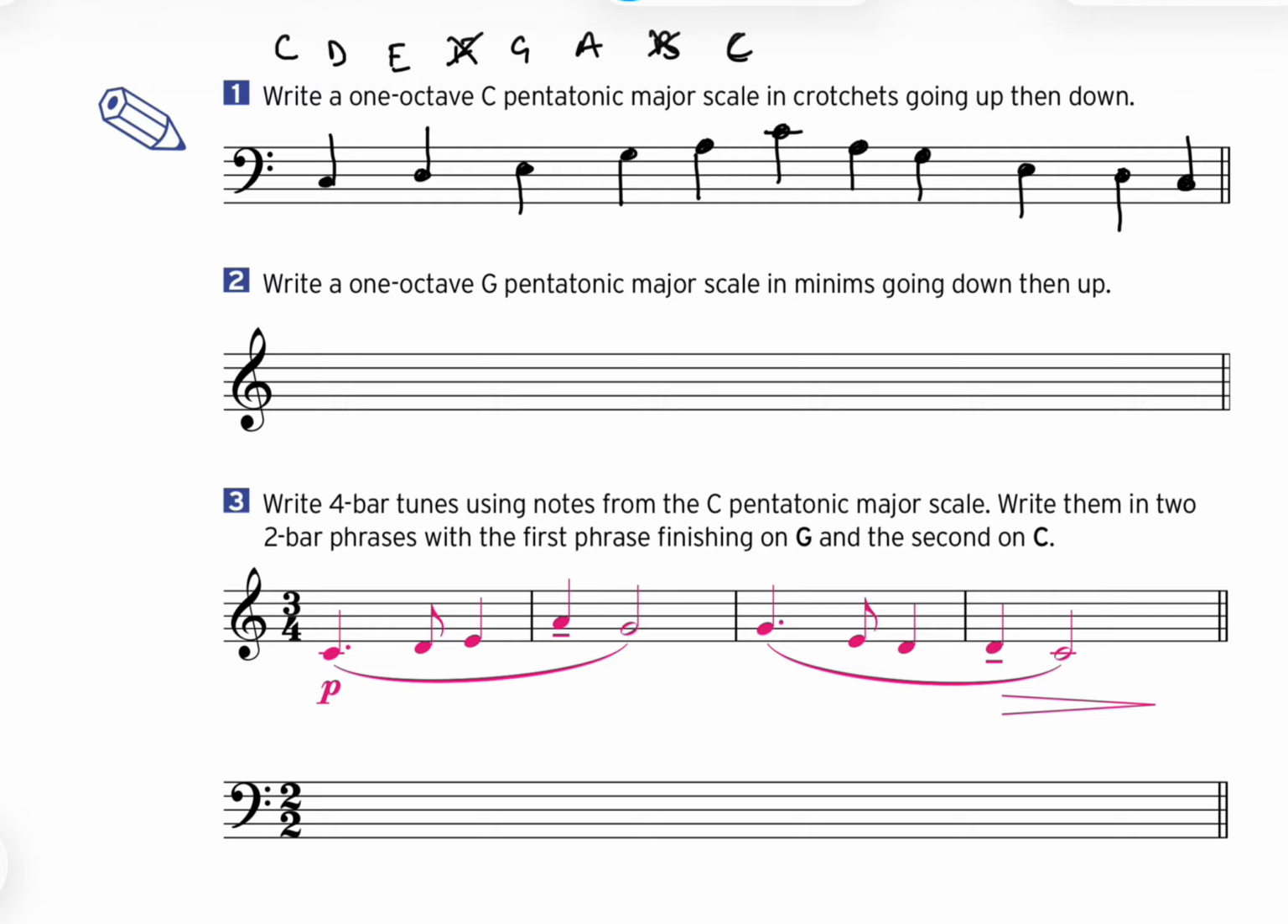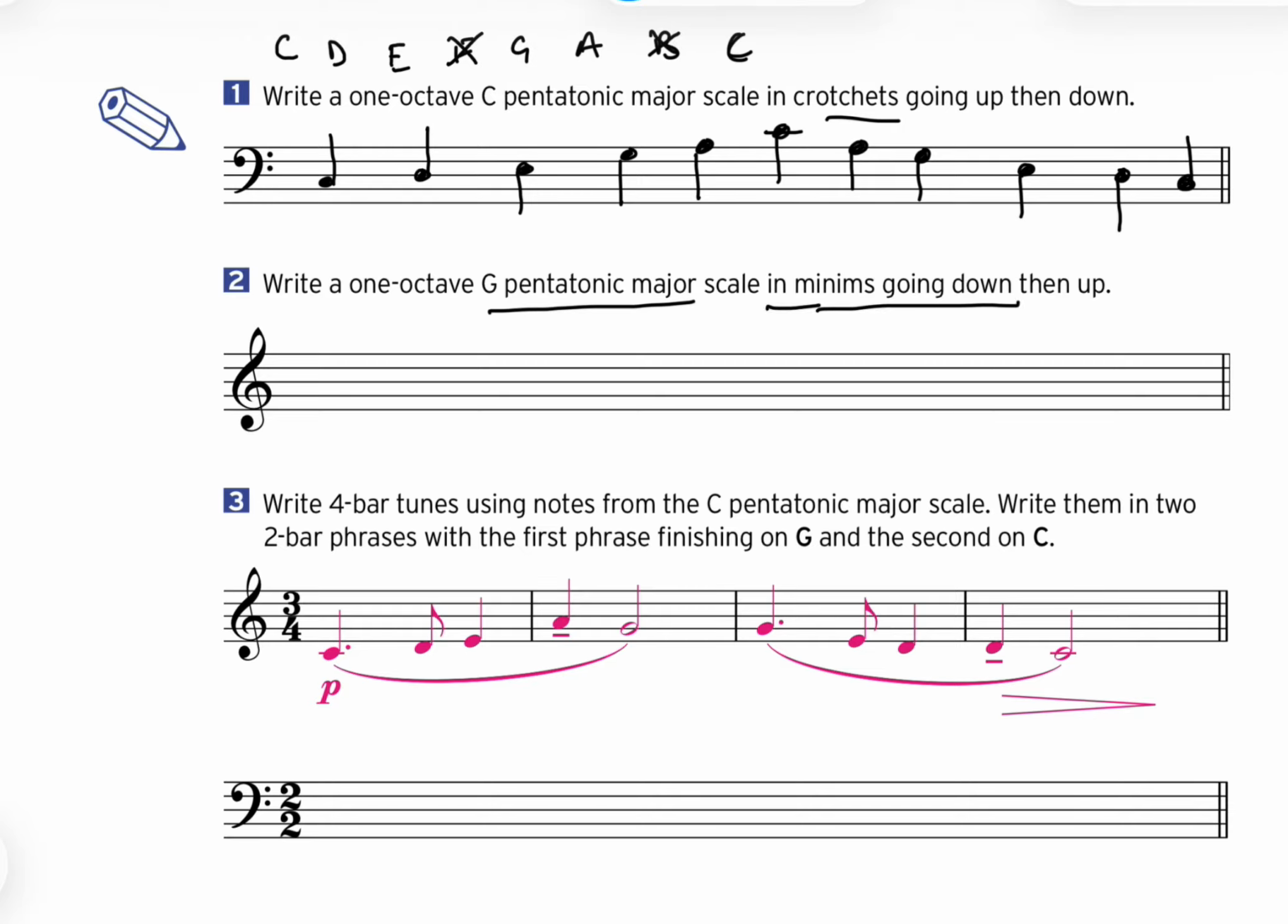Okay, so that is how we make our C pentatonic major scale, going up and then down with the crotchet. Next, we have the G pentatonic major scale, going down and then up in minim. So let's find the notes for this.